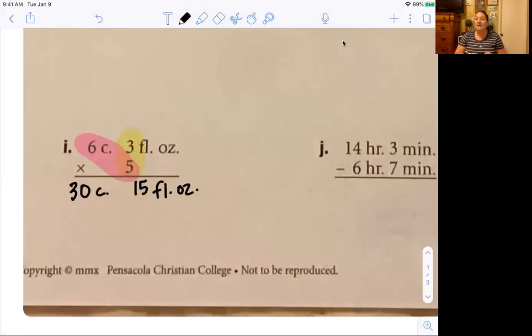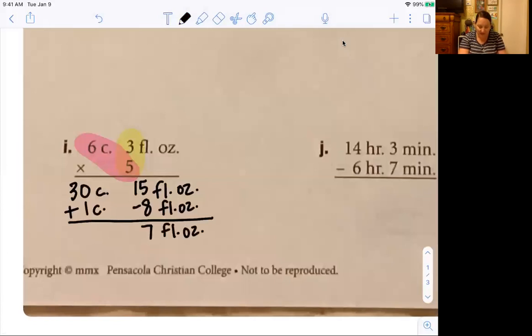So that means I'm going to trade 8 fluid ounces minus 8 fluid ounces for 1 cup plus 1 cup. All I did was trade that there. What's 15 minus 8? 7. 7 fluid ounces, and 30 plus 1 is 31 cups.